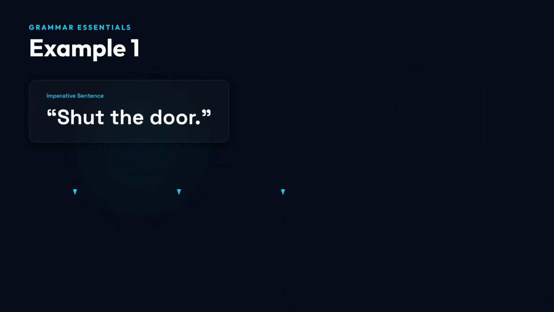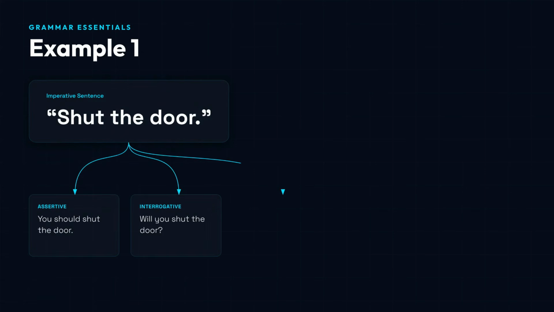Example 1. Imperative, shut the door. Assertive, you should shut the door. Interrogative, will you shut the door? Exclamatory, how I wish you would shut the door.